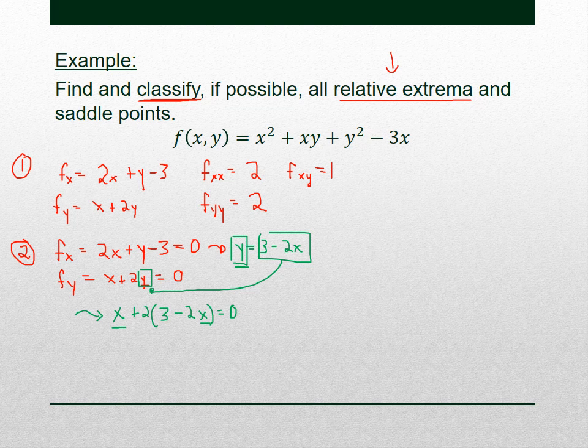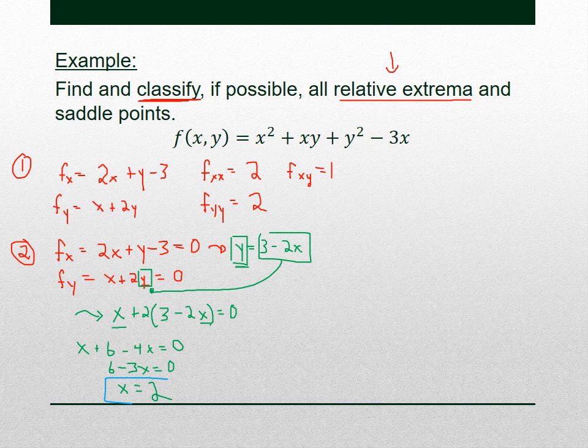So this should now be something we can solve for x. Okay, so solving for x, what do you get? You get x plus, let's distribute that 2, so that's 6 minus 4x equals 0. So that would be 6 minus 3x equals 0. And 6 minus 3x, there it is, equals 0. Add your 3x over, divide by 3, and you'll get x equals 2. So x equals 2, that's the only x value that's a solution to both of these equations being 0.